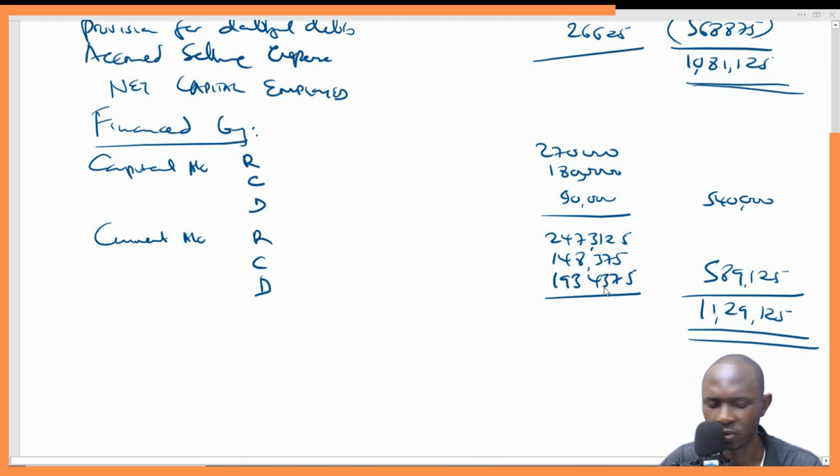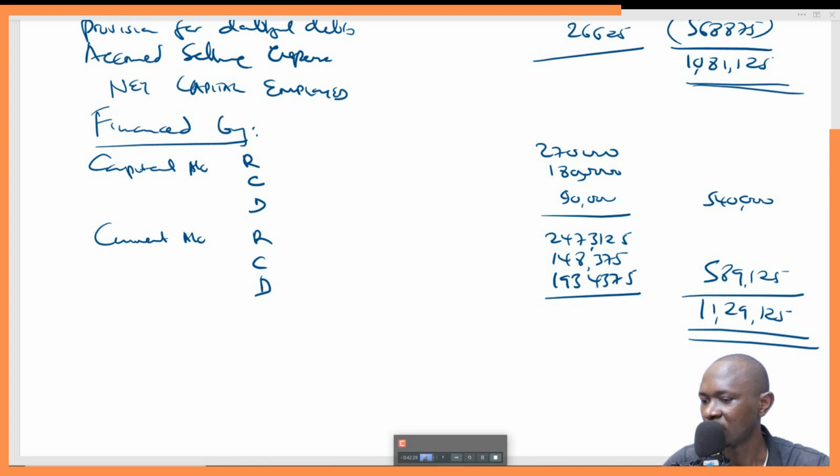148,375. Oh, you can see we've already seen the difference, the mistake. This figure, we have captured this figure wrongly. We are not supposed to get the balancing figure. This figure has been captured wrongly. So let's just go away with this. Sorry for that. But it's a lesson anyway.